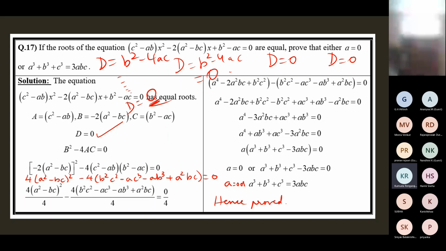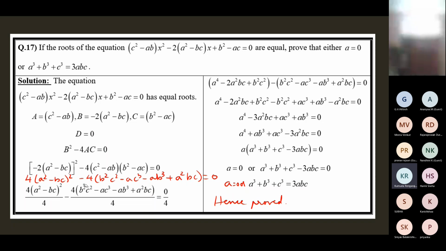When you get d is equal to 0, then you say that since d is equal to 0, the equation has equal roots. So if you have to show that the equation has equal roots, you should find d. You must find b square minus 4ac. You must get the answer as 0. Then you will say that the equation has equal roots. But here it is given the roots are equal. That means d is equal to 0. You're working with that condition. That's all. b square minus 4ac is equal to 0.